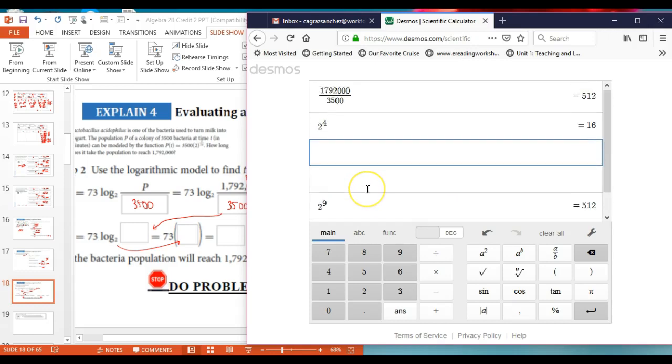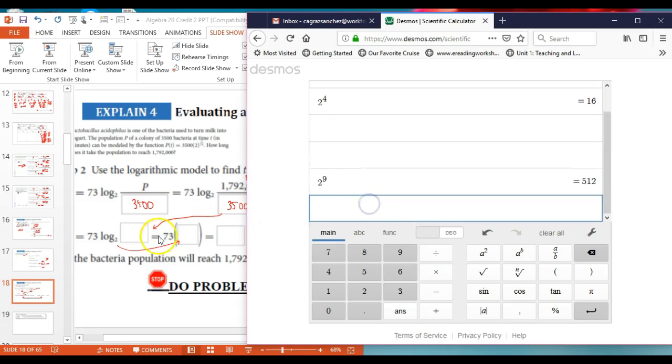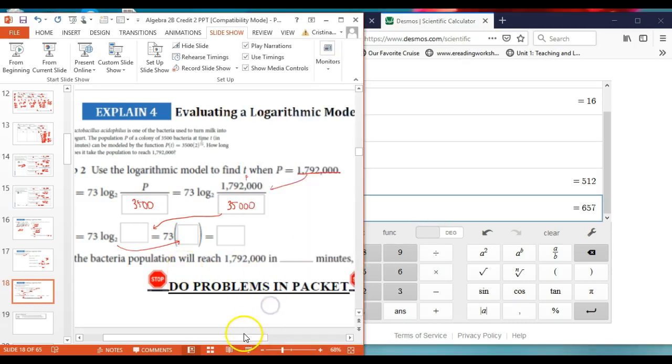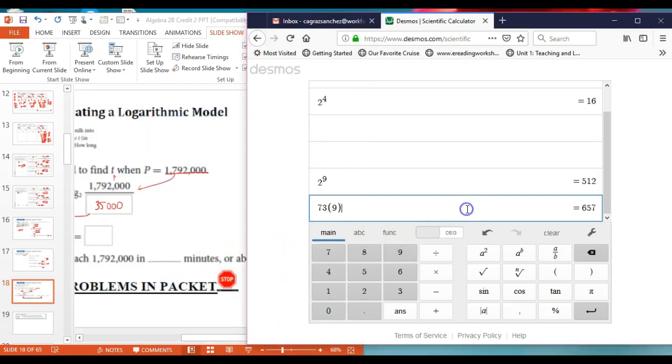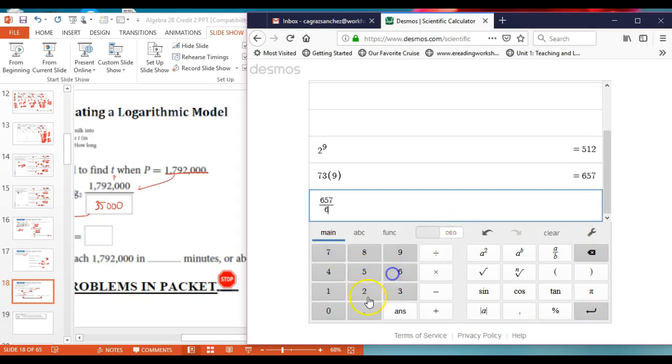All right. Well, last but not least, I'll write in what 73 times, since we got 2 to the 9th power, so that'll be 9. And that would be 657. Okay, so in about 657 minutes, and since they're going to ask us to write this not only in minutes but in hours, how many minutes are in an hour, by the way? Well, there are about 60 minutes in an hour, guys. So that would be about 10.95 or about 11 hours.